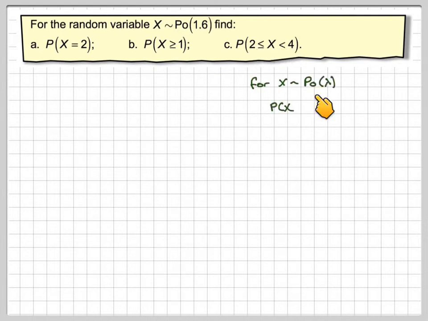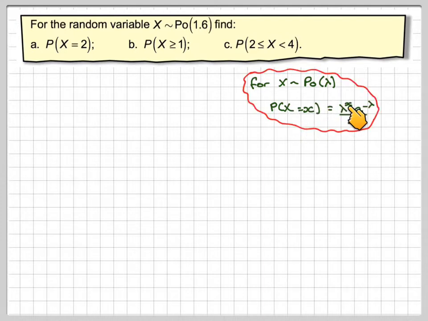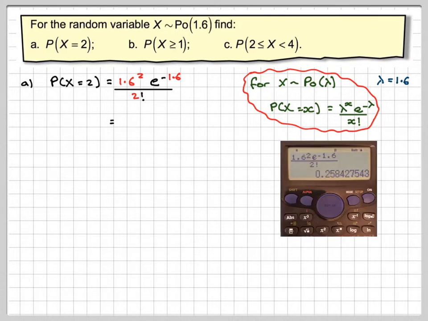Okay, for X belonging to Poisson lambda, the probability that X is equal to x is lambda to the x, e to the minus lambda, over x factorial. In this case, the value of lambda is equal to 1.6. So for the probability that X is equal to 2, we replace lambda with 1.6 and x with 2. So we get 1.6 squared e to the minus 1.6 divided by 2 factorial. Take great care over this because it's very easy to make a mistake. Then we'll do that on our calculator.